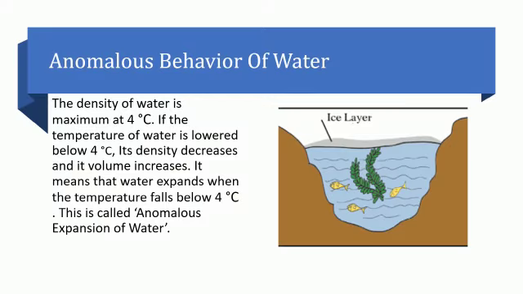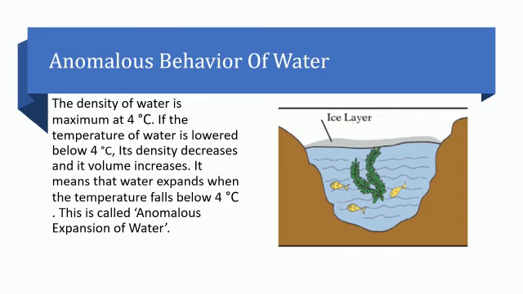Anomalous behavior of water. Usually, when the temperature of a substance is lowered, its density increases as the volume decreases. But water is an exception to this rule. Let us study this behavior of water by doing an activity. Take a glass of water. Let's take the temperature of water as 20 degrees Celsius.